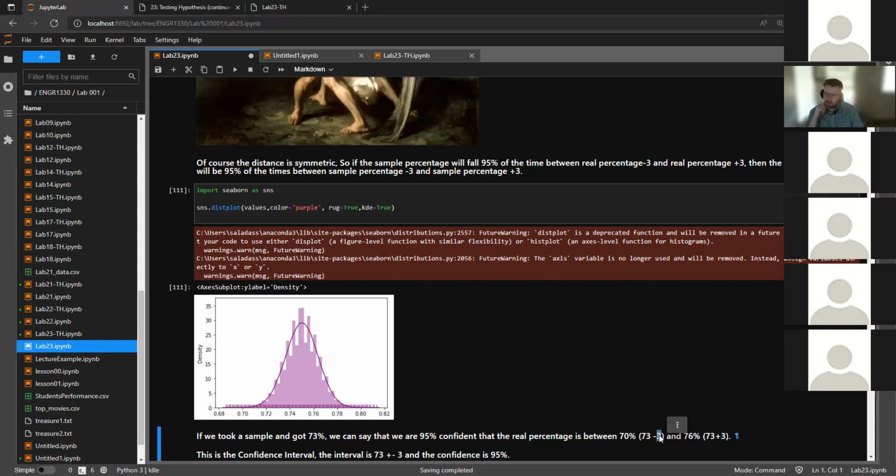We're adding plus or minus 3 onto 73. 73 was our measurement. So where did the 3 come from?